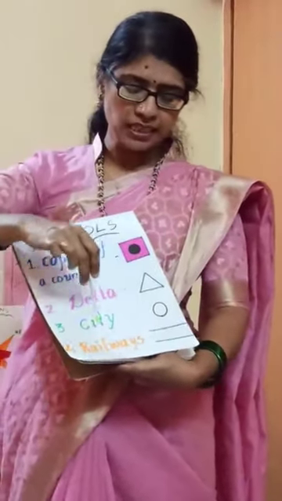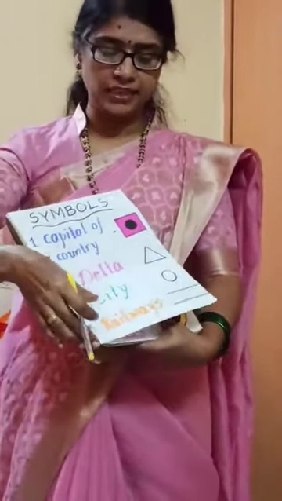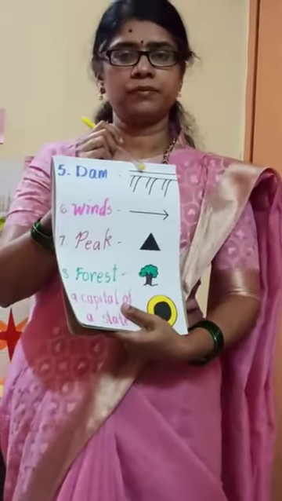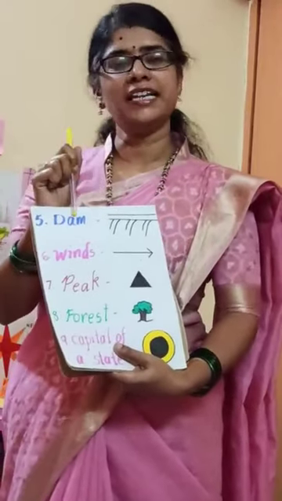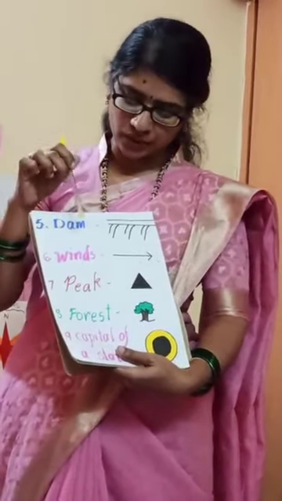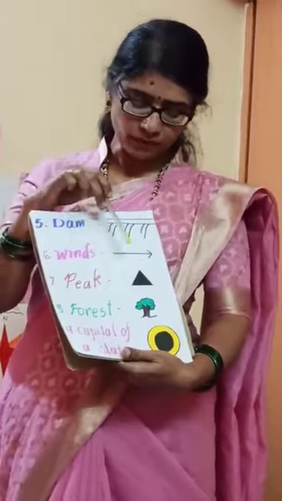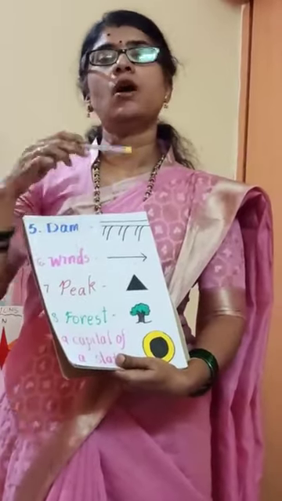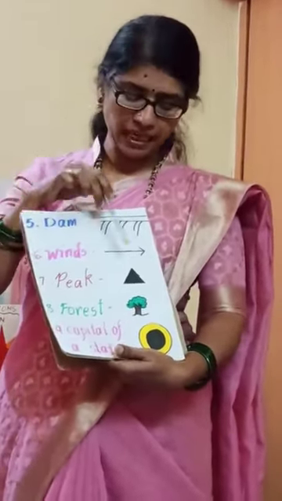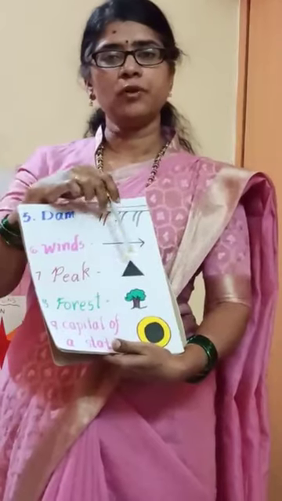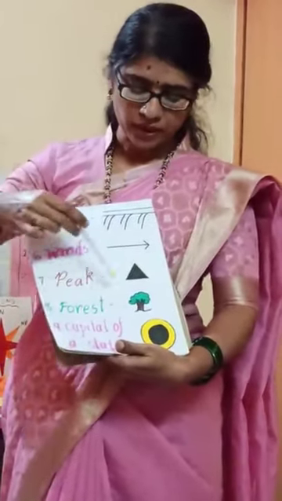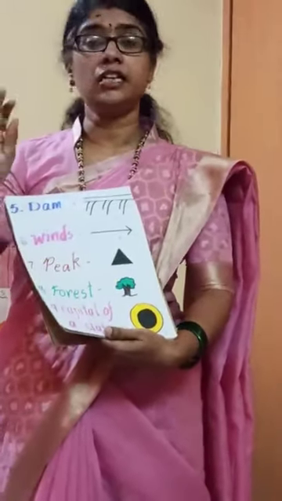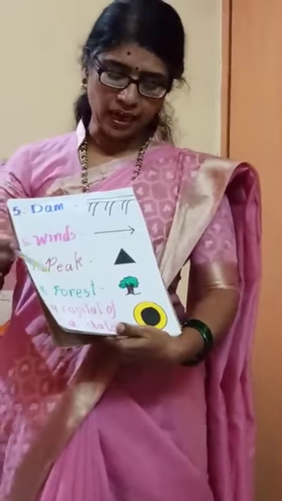If you see this symbol, it is called railways, meaning a railway track is there. Dam. On rivers, dams are built, isn't it? So if you see this picture, you will understand that a dam is situated there. Peak. Peak means a mountain peak. High mountain peaks are represented in triangle shape only, but it is fully shaded, black shaded. Forest. If you see the tree picture, you will understand that this is the forest area.